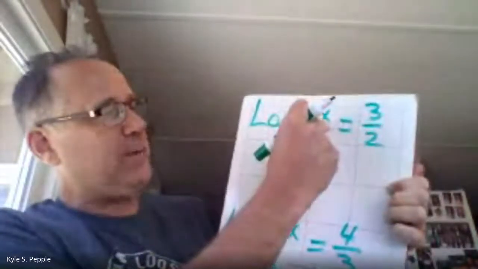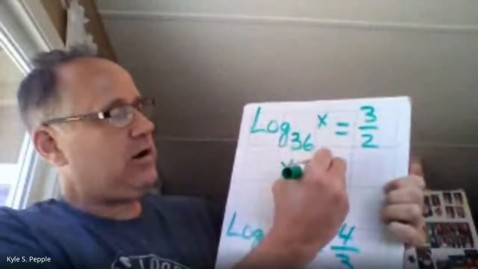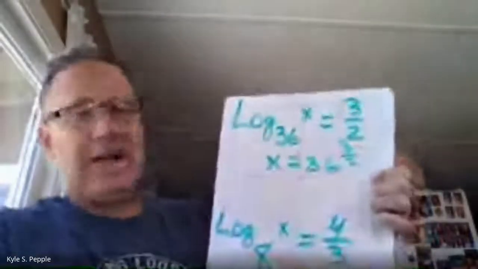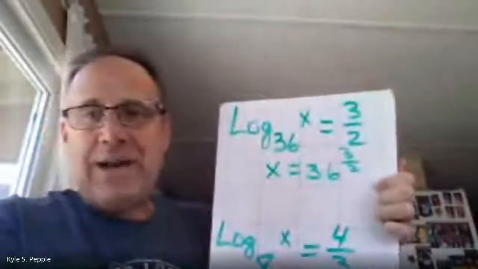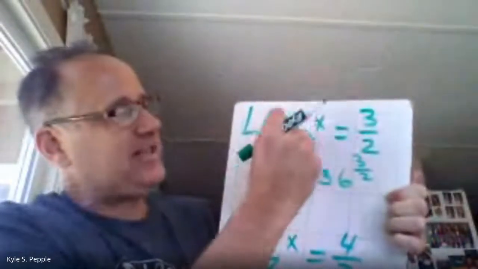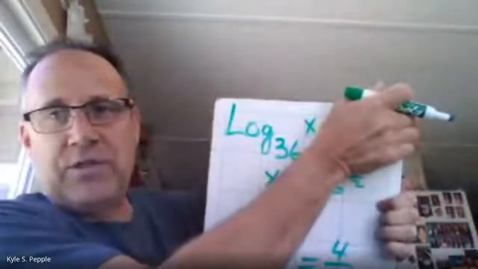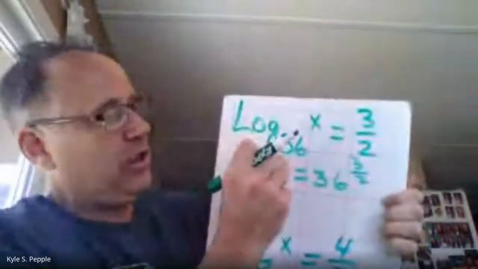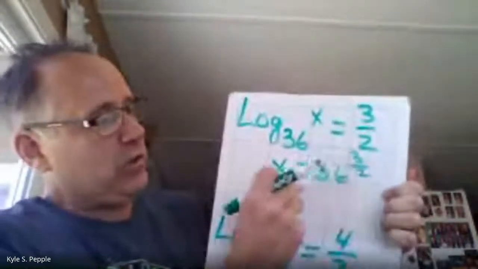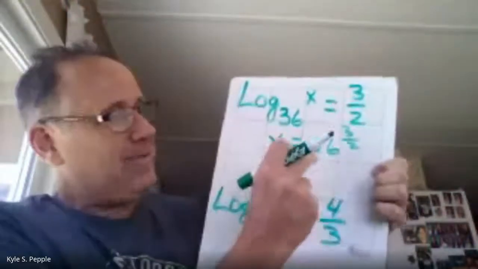So what we do is we keep the x on our left side. We move our 36 to the other side, because what that's saying is 36 to the what power equals x. Okay, so then we rewrite it here, x equals 36 to the 3/2.